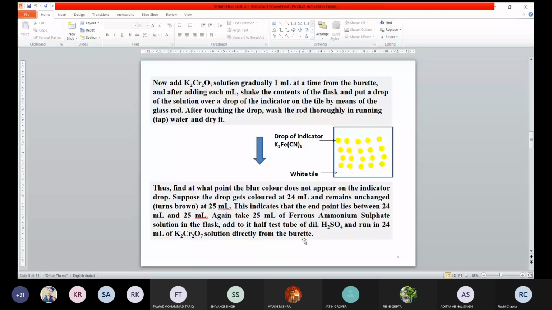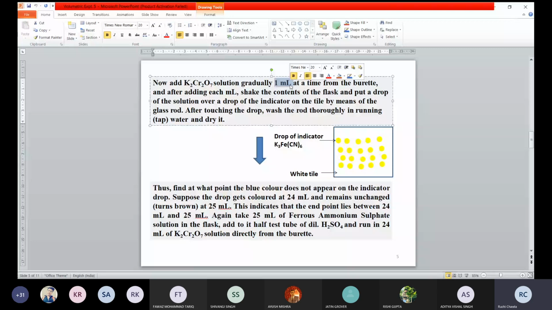You should follow this. Add 1 ml at a time and then check. Suppose you are starting from 20 to 21. Add 1 ml and check. Take out a drop and bring it in contact with the indicator on the tile. See whether you are getting blue color or brown color. Suppose you get blue. Add another 1 ml from the burette into the conical flask and check. Say again you get blue color. That is for 22 ml. Then third time 23 ml blue color, 24 ml brown color.